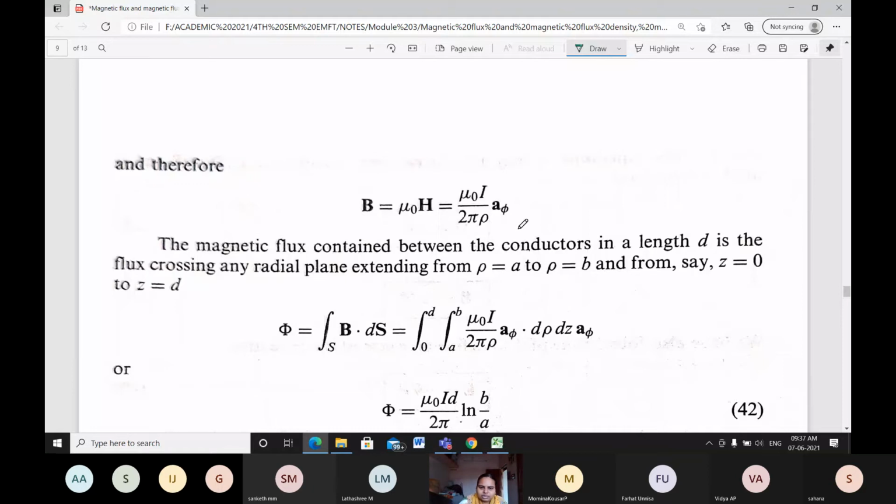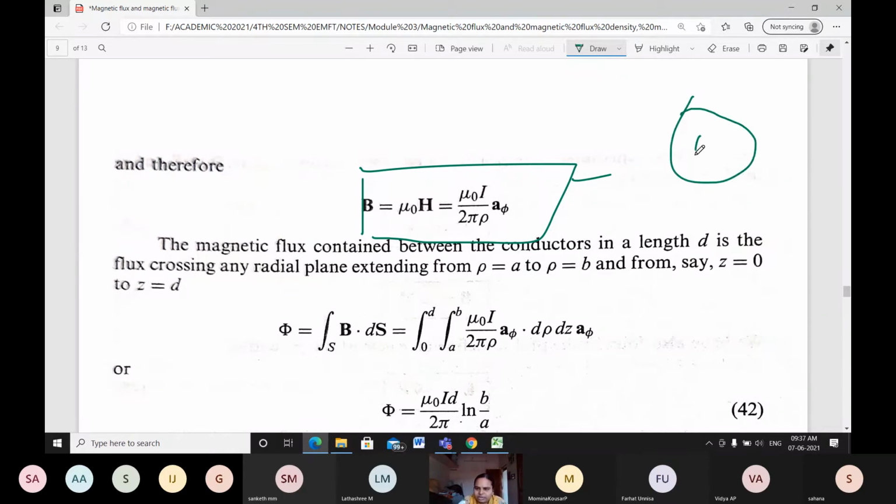Remember this equation, it will help in solving problems. The magnetic flux contained between the conductors in length d is the flux crossing any radial plane, like concentric rings with different radii. This may be a and this will be b; the figure is somewhere in the textbook, so it is not shown here. Then rho goes from a to b, and z goes from 0 to d.